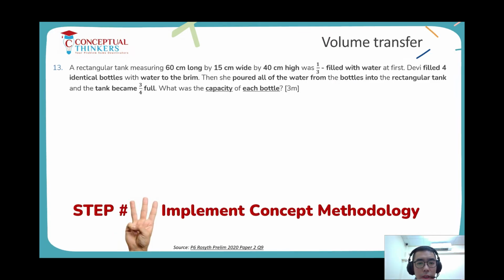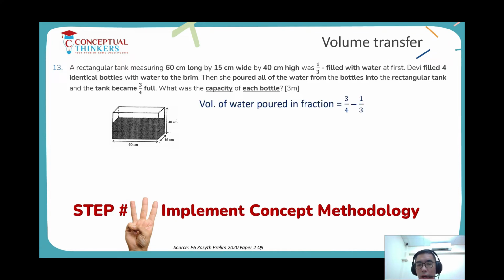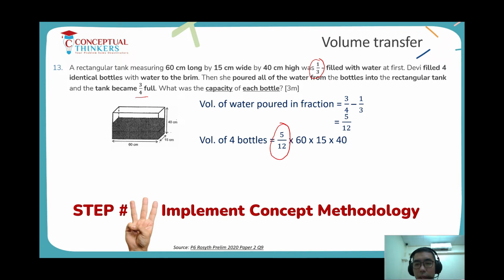So how should we go about implementing the steps? The first thing we need to do is calculate the fraction of water poured into the tank from the bottles. I take the 3/4, which is the ending portion of the water in the tank, minus away the initial fraction of the tank. Then I'll get 5/12. This means that the volume of 4 bottles will be 5/12 of the capacity of the tank.